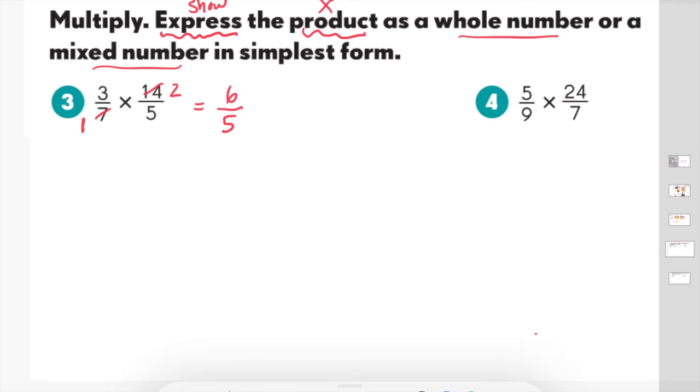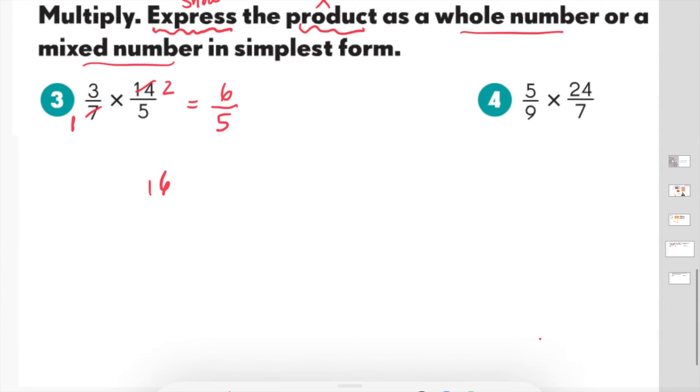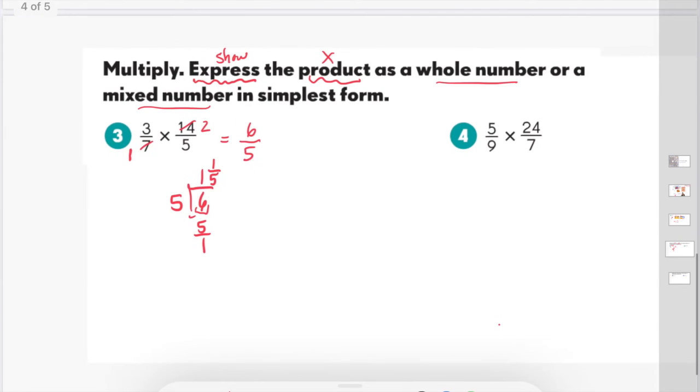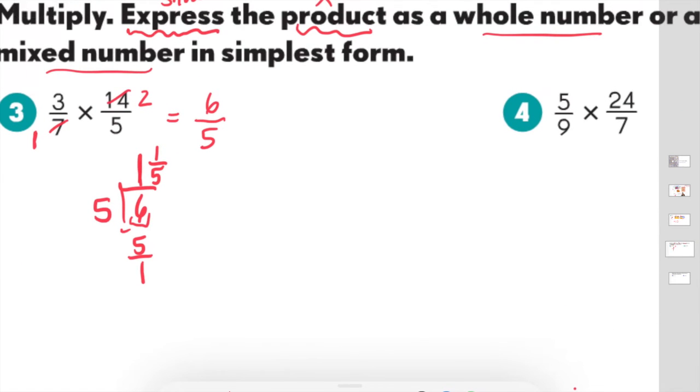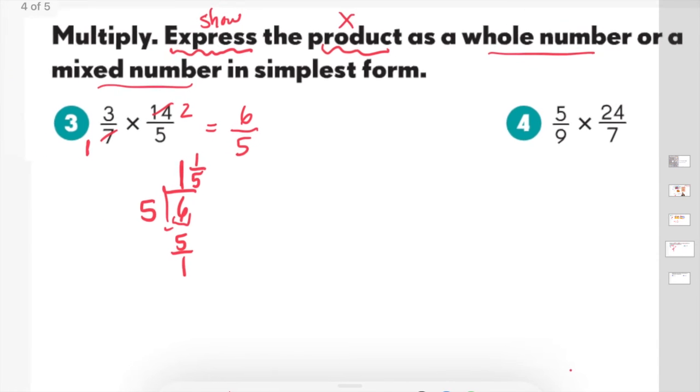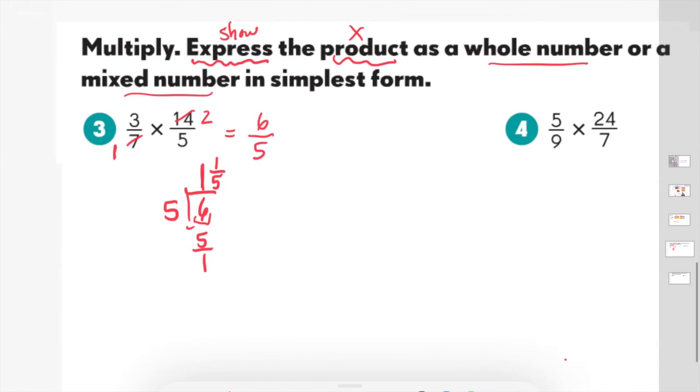This number is a fraction that's greater than 1. So let's turn this into a mixed number by dividing. So 6 divided by 5. 5 goes into 6 once. Subtract, I get 1 left over. So the leftover part becomes my numerator, and my divisor becomes my denominator. So the mixed number in simplest form is 1 and 1/5. Why don't you look at number 4, solve it, and then check back to see if your thinking matches mine.